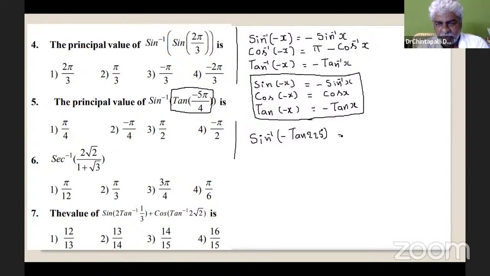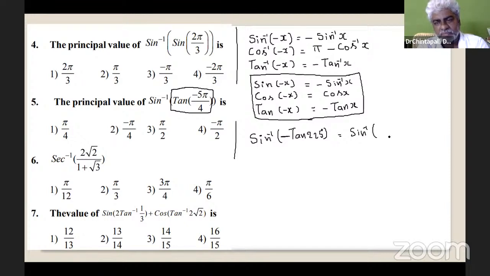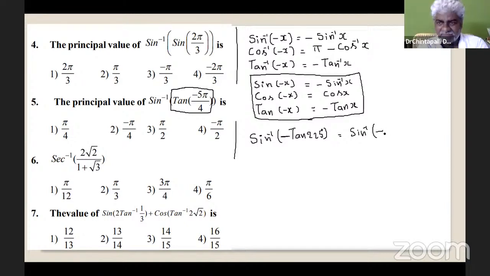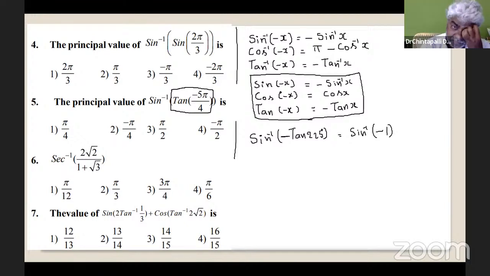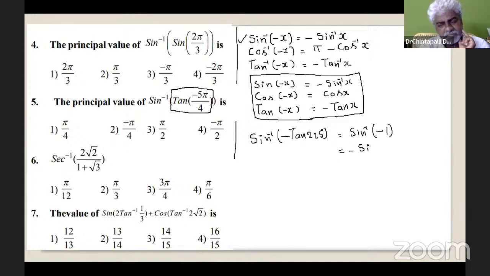You know the value of tan 225 by using the unit circle, and it is minus. So tell, minus 1. Now use the first formula: minus sine inverse 1.